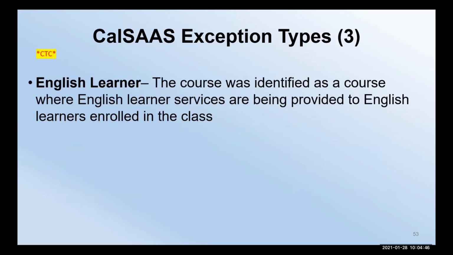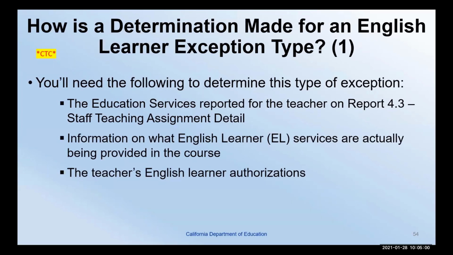Okay, so here is our last type of exception, and that is the English learner exception. These occur when an educator is not authorized for the EL services provided in the classroom. And you're going to need to know the following when you determine this type of exception. You're going to need to know the education services reported for the teacher on report 4.3. You're also going to need information on what English learner services are actually being provided in the course. And then you're going to need to know the teacher's English learner authorization.